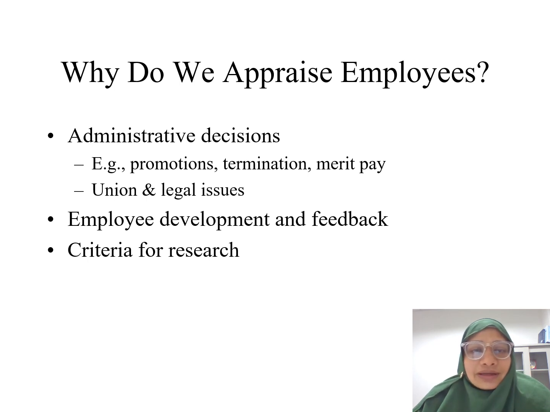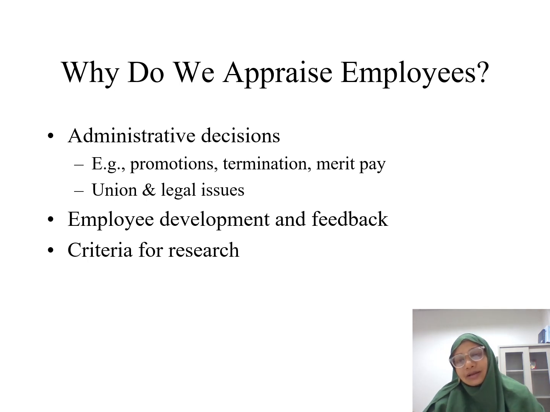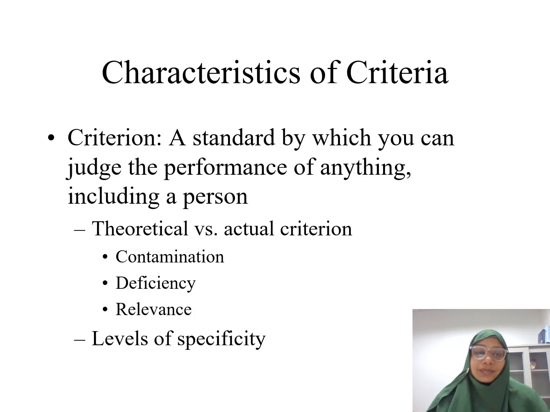And then second is for employee development and feedback, which is where we want to help employees adjust the part that they lack. In this year's performance appraisal, what is the part that they lack in achieving their performance? So they know their weaknesses, and we help them to develop their performance. And then third is criteria for research. We appraise employees to look at the criteria, because when we do research, we can look at the pattern of problems in the organization.